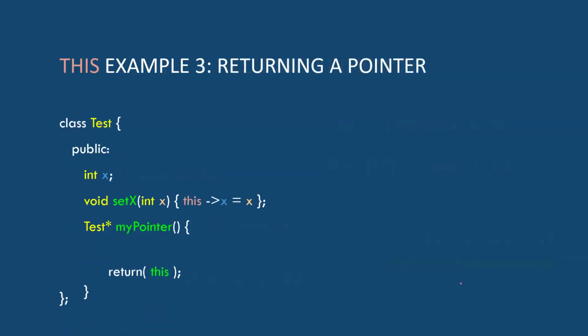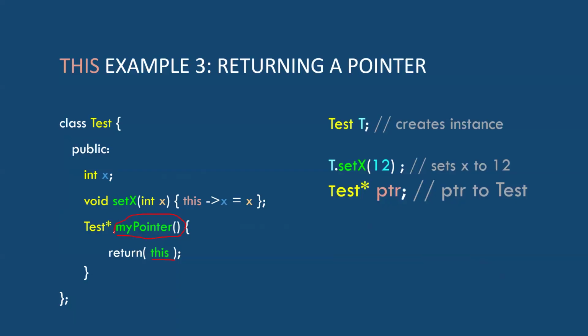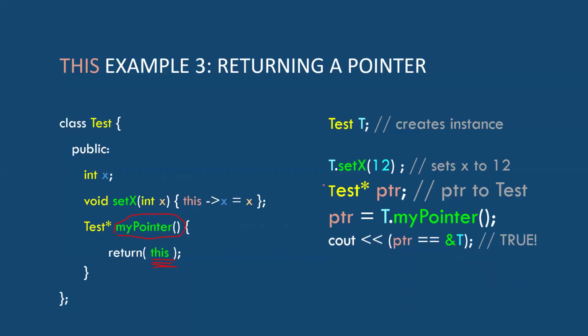Okay. And if we ever wanted to return a pointer to myself, like, hey, give me a pointer, right? It's kind of silly, but I could create an instance, set it to a 12, create a pointer to an instance, and then say ptr equals t dot my pointer. That's like a really roundabout way of doing ampersand t. I could have just done ampersand t there, but just to show you how all the plumbing works, it's the same thing. Okay, it all ends up being the same thing.